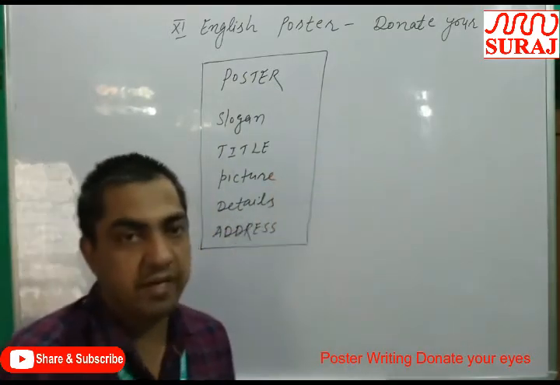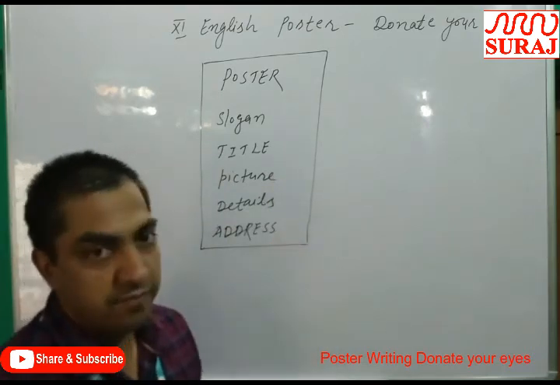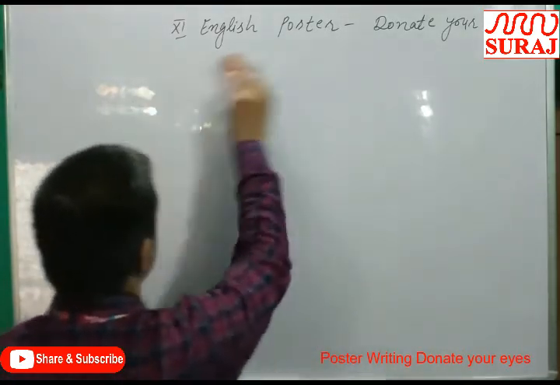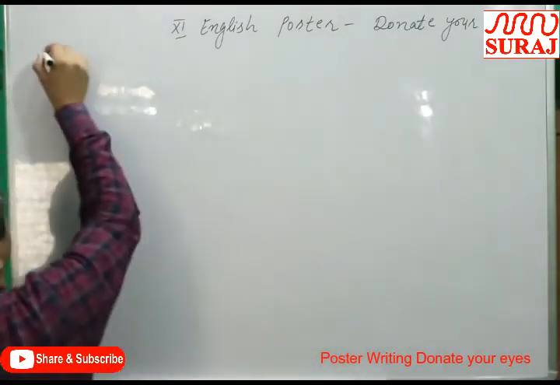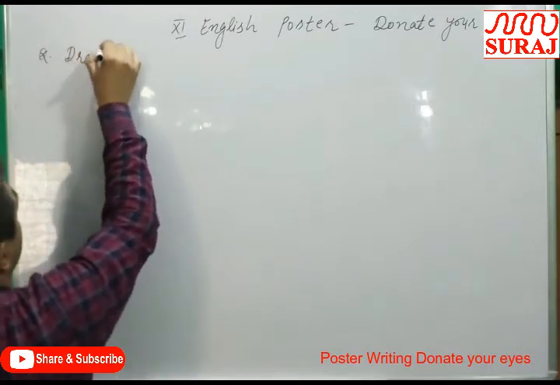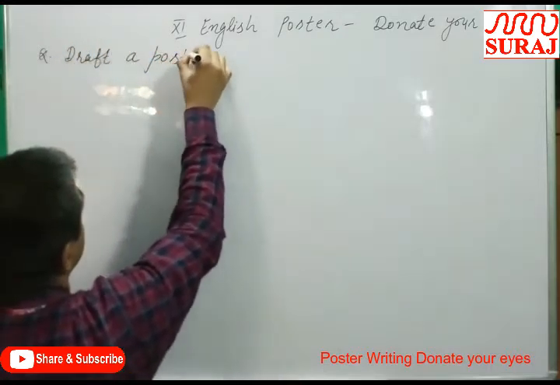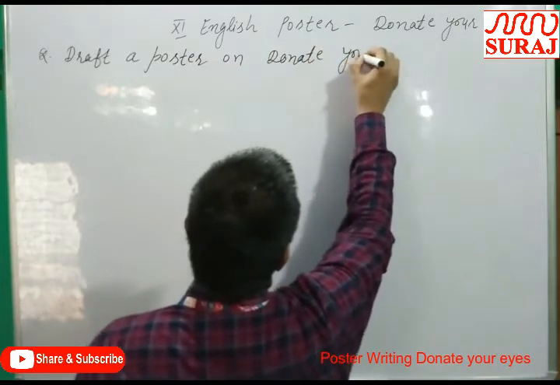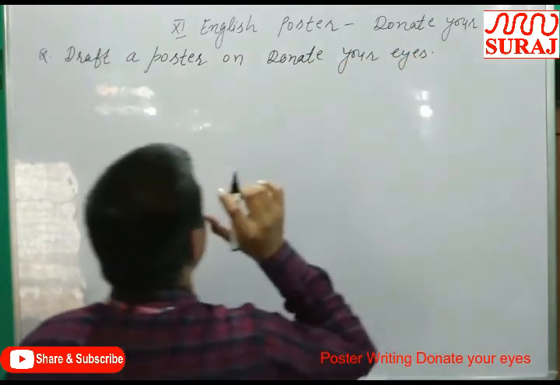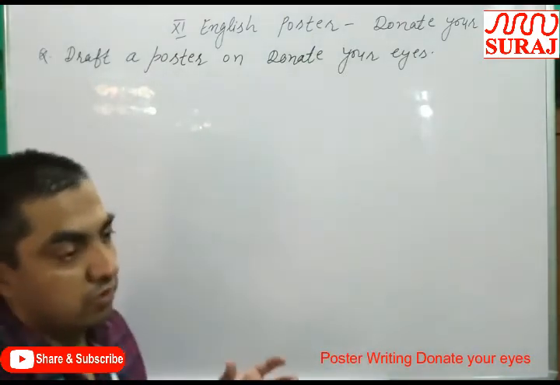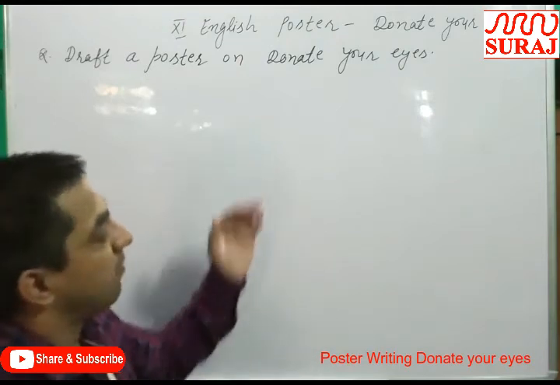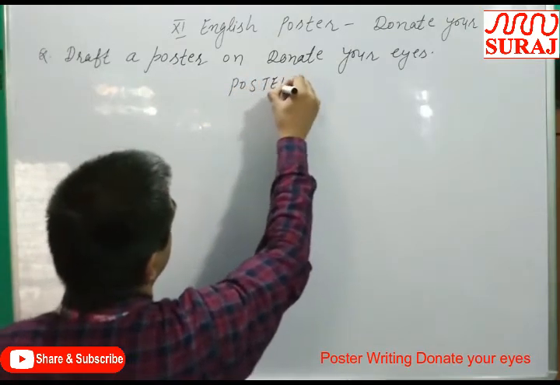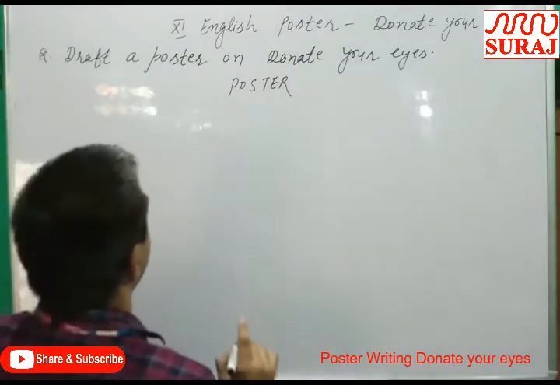To understand this structure in a better way, now I am going to write an example about poster writing. Look at the board. There is a question. Draft a poster on donate your eyes. We should follow all the rules regarding structure of poster when we make any poster. First of all, according to the structure of poster, we should mention the word poster. After that, we should write slogan.